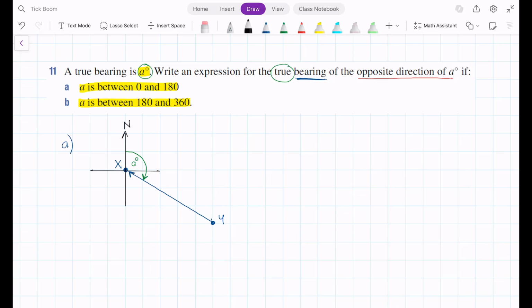So if I want that true bearing, I need to overlay my compass at point Y. So we'll say this is north. And what I'm interested in is what is the angle starting at north, going in a clockwise direction all the way around to the line of travel. So notice that's a much larger angle. And if our original angle here, our original bearing, was A, what we are wondering is what must this bearing be in the opposite direction of travel.